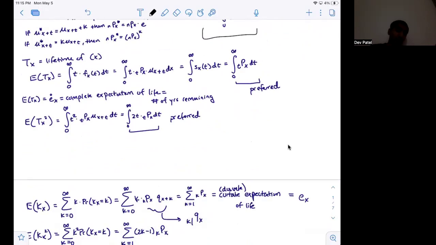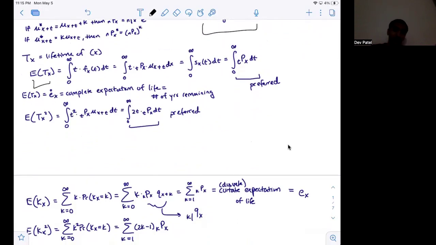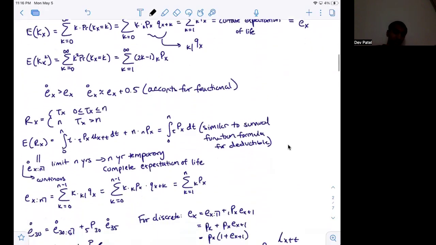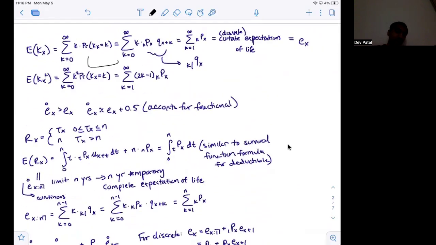Next, we talked about how T of x, Tx, represents the future lifetime, continuous lifetime of an individual aged x. We talked about the expected value of T of x. It is also the integral of the survival function. So that is another way that you can get to the expected lifetime of an individual aged x: by taking the integral of the survival function.